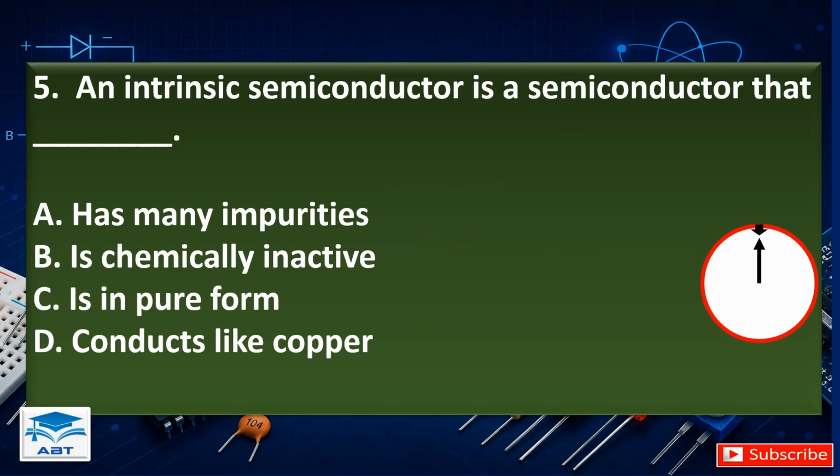5. An intrinsic semiconductor is a semiconductor that A. Has many impurities. B. Is chemically inactive. C. Is in pure form. D. Conducts like copper. The answer is C. Is in pure form.